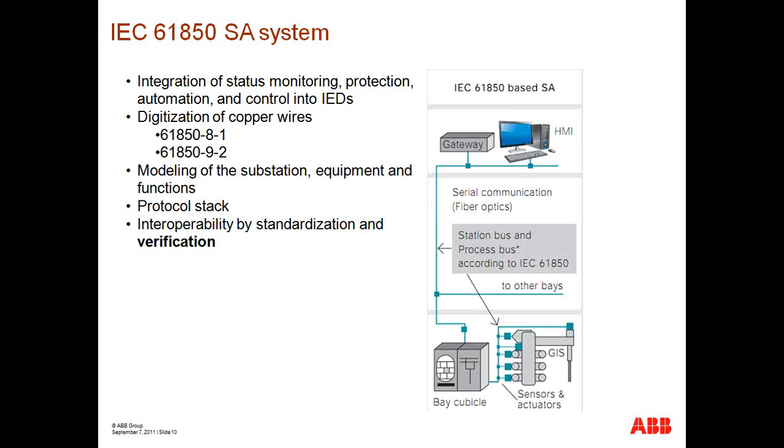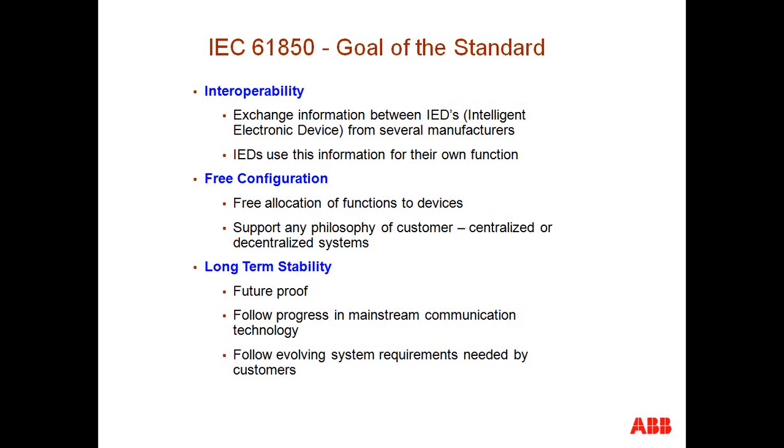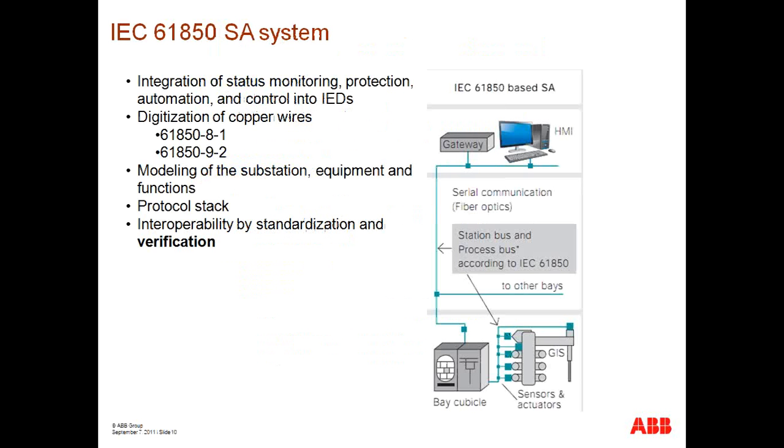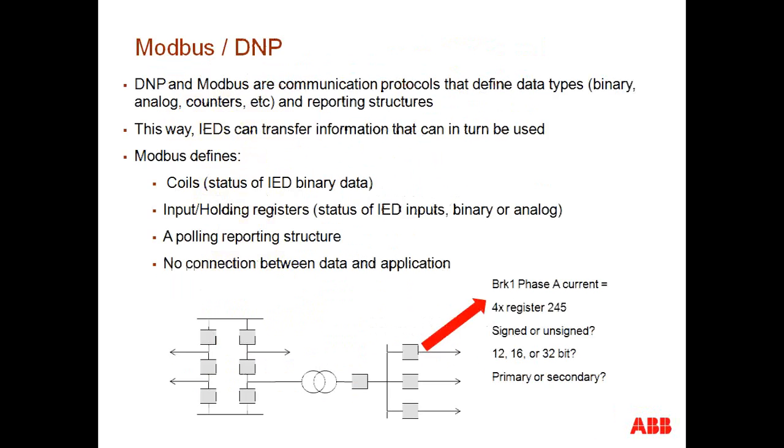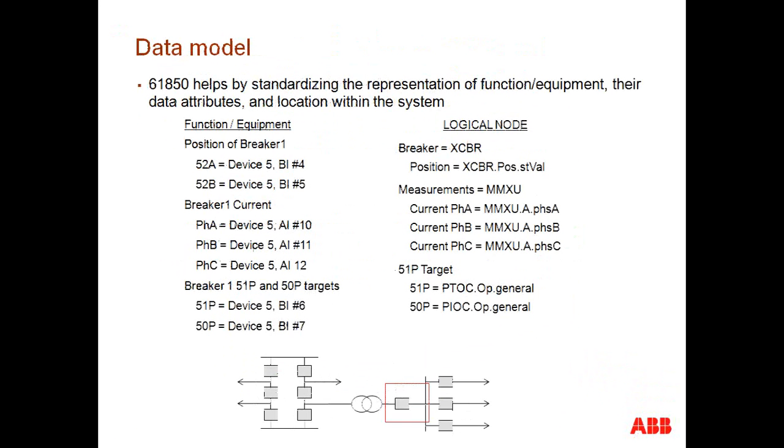Then we have a question here: what are ABB's offerings for process bus solution today? Are they available in a product catalog? Right now, from ABB Substation Automation Products, the 670 series of relays support the subscription to 61850-9-2. So that's from an IED perspective, those are the relays that are supporting that implementation.